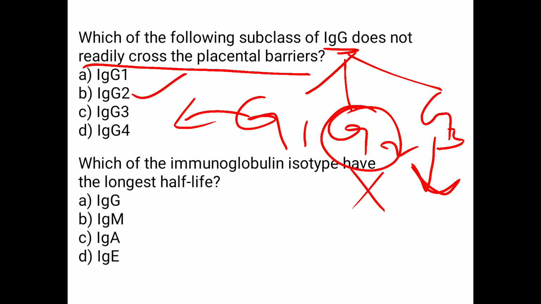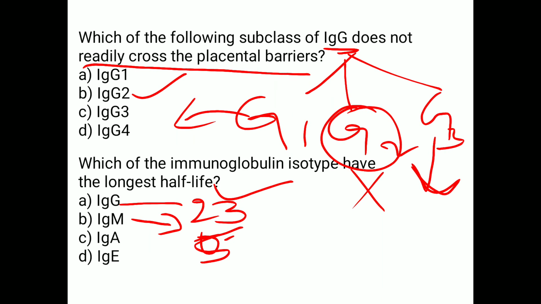Which of the following immunoglobulin isotypes has the longest half-life? IgG has a half-life of 23 days. IgM has a half-life of 5 days, IgA has 5.5 days, and IgE has 1.3 days. So which one has the longest half-life? IgG has the longest half-life, so option A is the correct one. Okay, thank you.